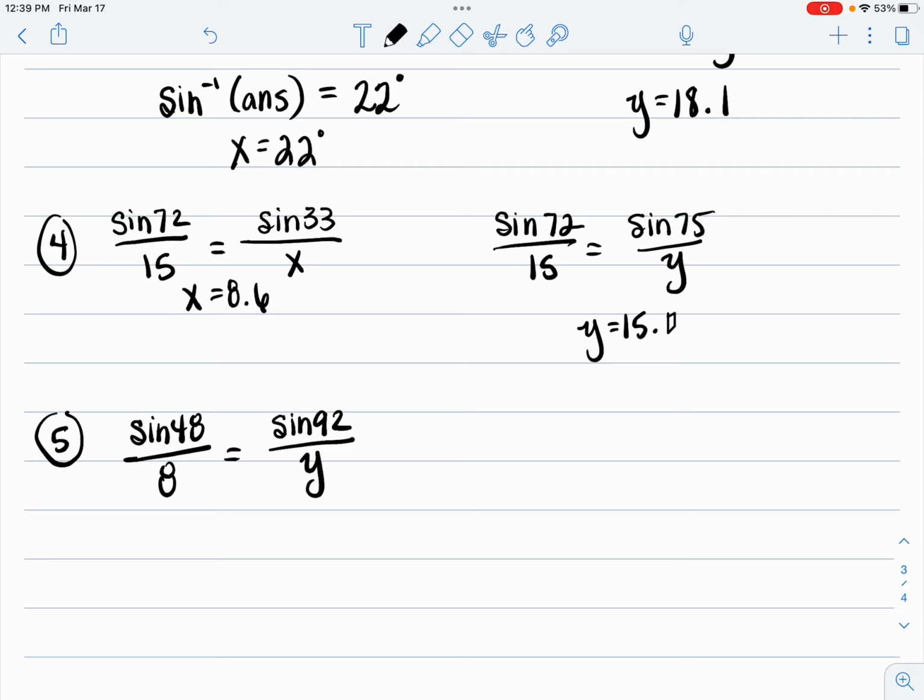Again, multiplying 8 times sine of 92, I'm going to divide that answer by the sine of 48, and I get 10.8. So y is 10.8.